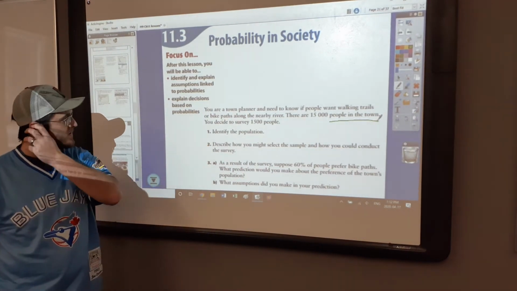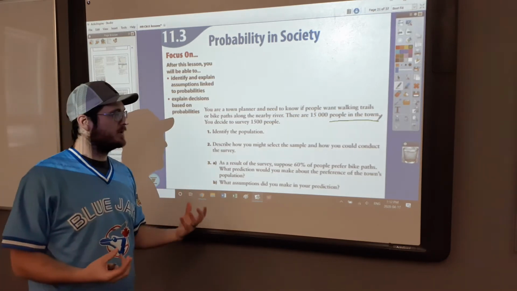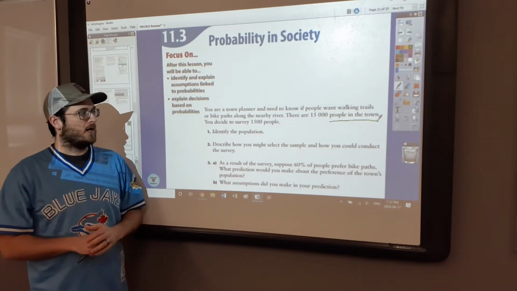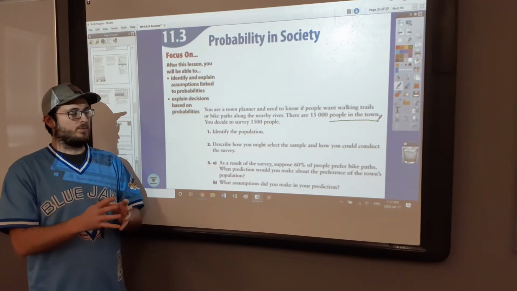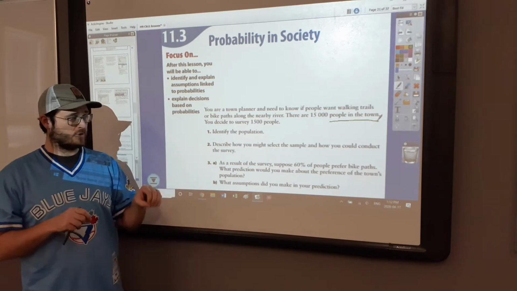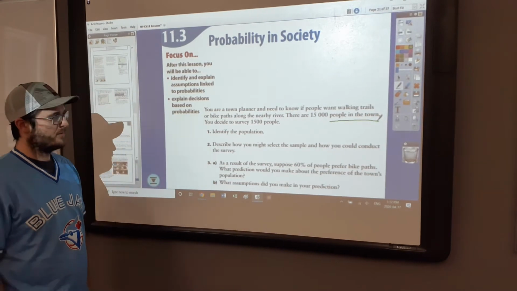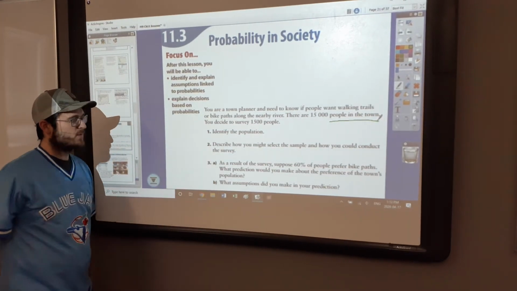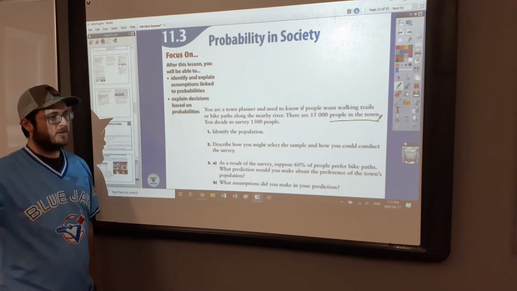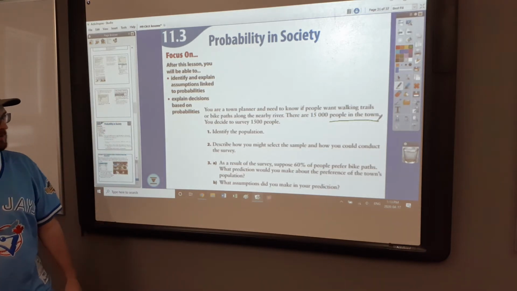Describe how you might select the sample and how you would conduct the survey. I typically like stratified, where you might pick people from regions throughout the town, not just all people at one point on the street corner, but maybe different age groups. So depending how you want to split it up, you can do it one of those ways. But typically try to get people from all areas: old people, young people, people that live over here, live over here. Try to get a balanced idea of what people like.